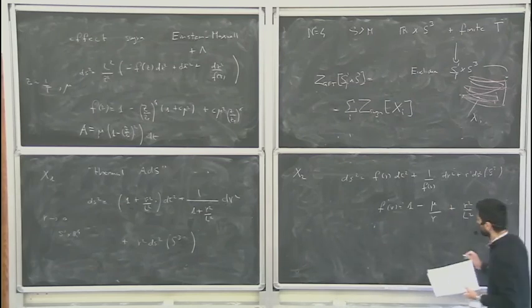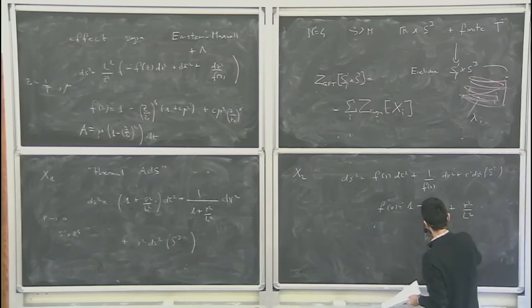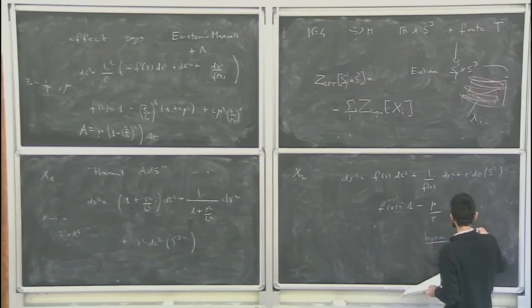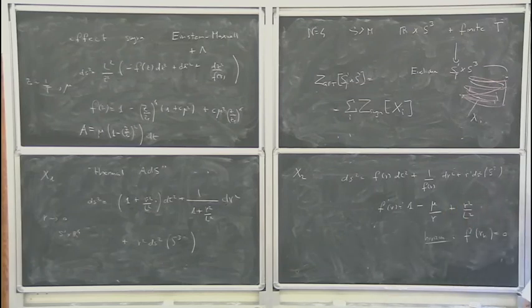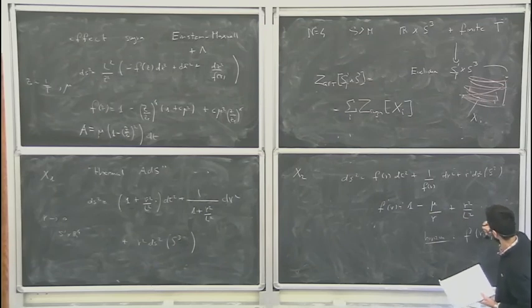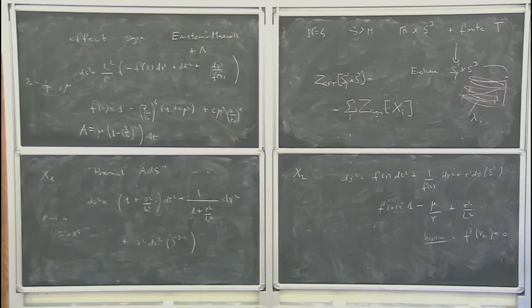Okay, so the horizon is by definition at f of r_H equal to 0. That defines the position of the horizon. So this is now a cubic equation, and this is the largest root, right? As you come from infinity, the first time that this vanishes, that gives the horizon. The other inner roots are not relevant.